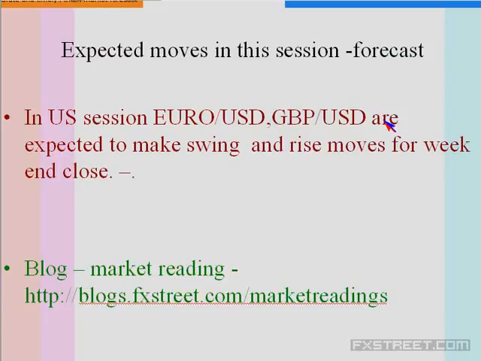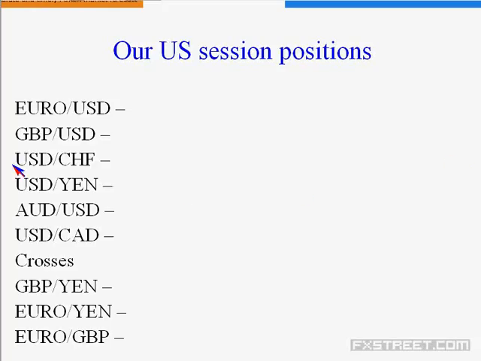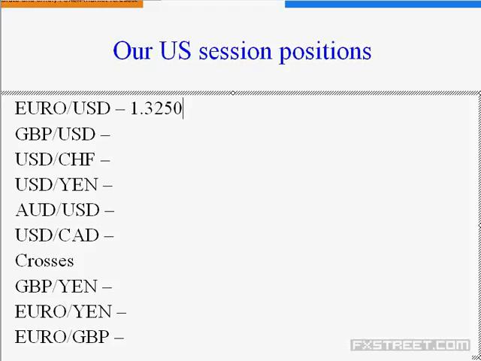So the forecast says, the algorithm says that Euro and GBP are expected to make swing and rise moves for the weekend during the US session. So based on that, I already have a buy position in the case of Euro, 1.3250. Now, I explained it during part 1 of the webinar.